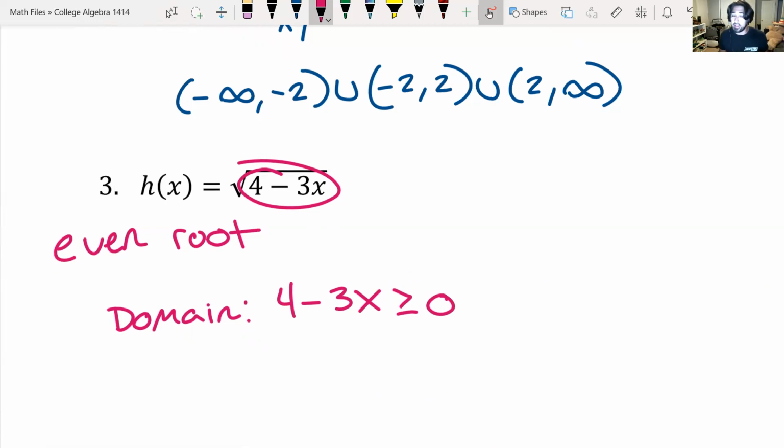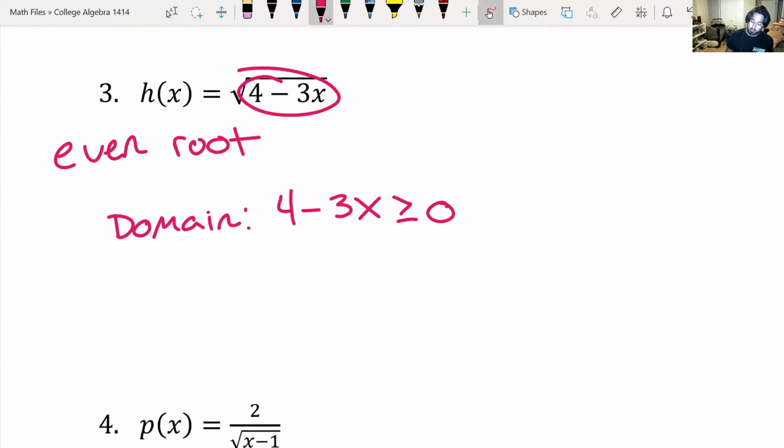Can we have 0 inside a square root? And that answer is yes. You can take the square root of 0. So that's why we set it greater than or equal to 0. All right, and now all you have to do is solve for x. So move the 4 over, and you'll have -3x greater than or equal to -4. Or you could have moved the 3x over, it doesn't matter. You'll get the same answer. And then you divide by -3.